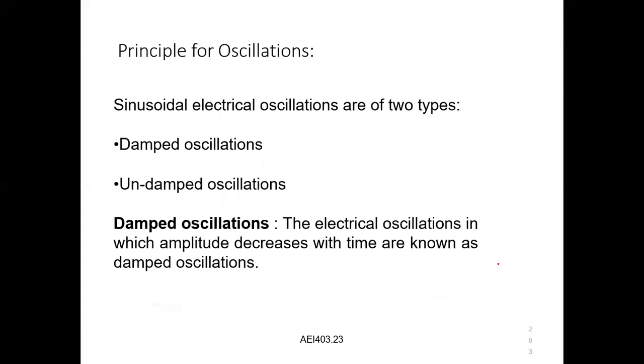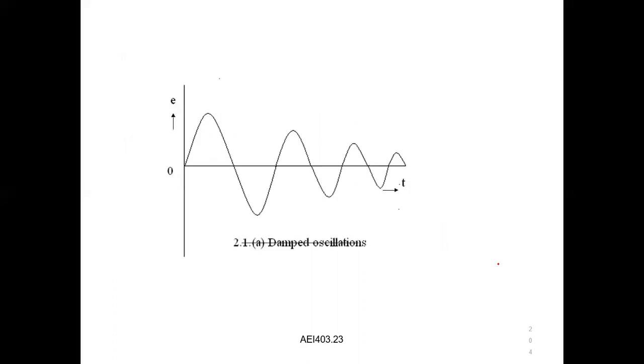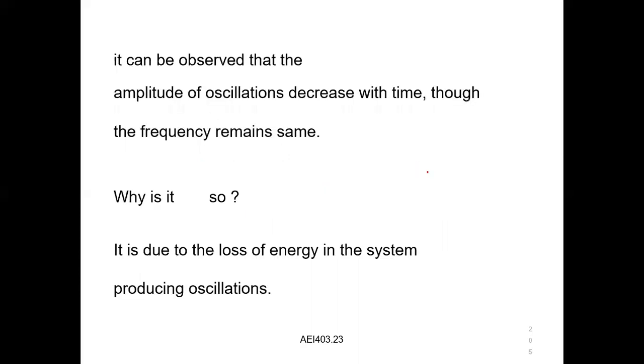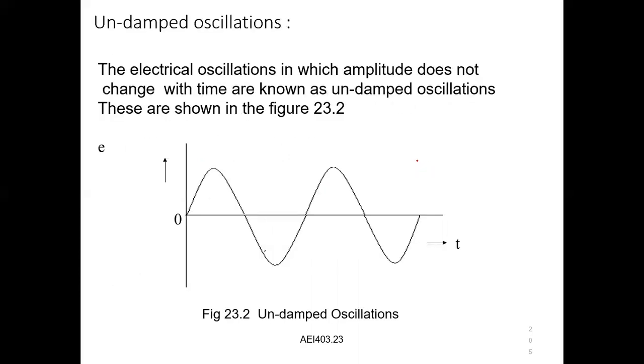When it is an oscillator, it has some definitions. One is damped oscillation, and one is undamped oscillation. The electrical oscillations in which the amplitude decreases with time are known as damped. So that is like this. Initially it will be high, but in the output it will be low. That is damped. Undamped means the electrical oscillations whose amplitude does not change with time are known as undamped oscillations.